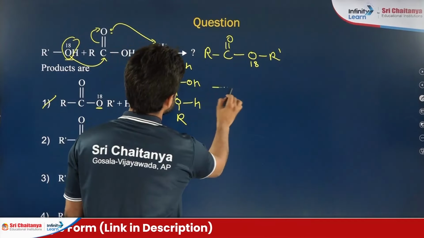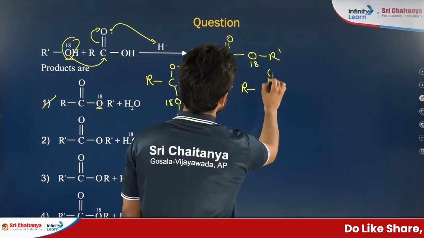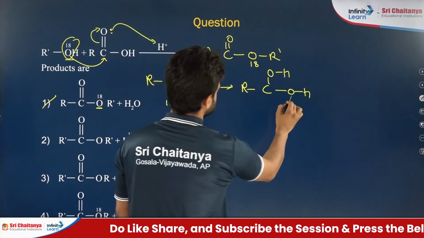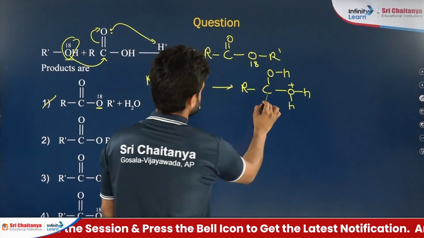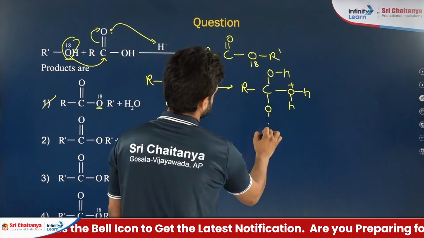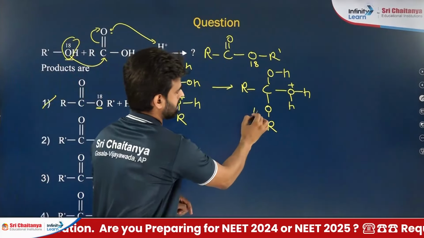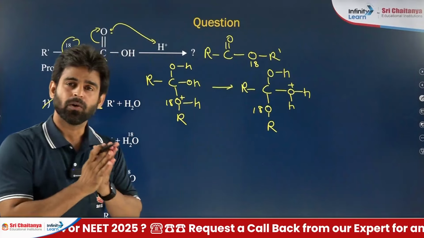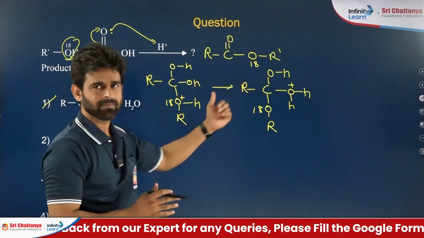Then you see the hydride will transfer. You'll get R, C, OH. This is OH. This H will transfer, so H will come here and become plus, right? And here we have OR. So finally, overall you will see this O18 will remain with carbon. So the oxygen of alcohol will remain attached with the carbon in the ester, right? This is the main part.